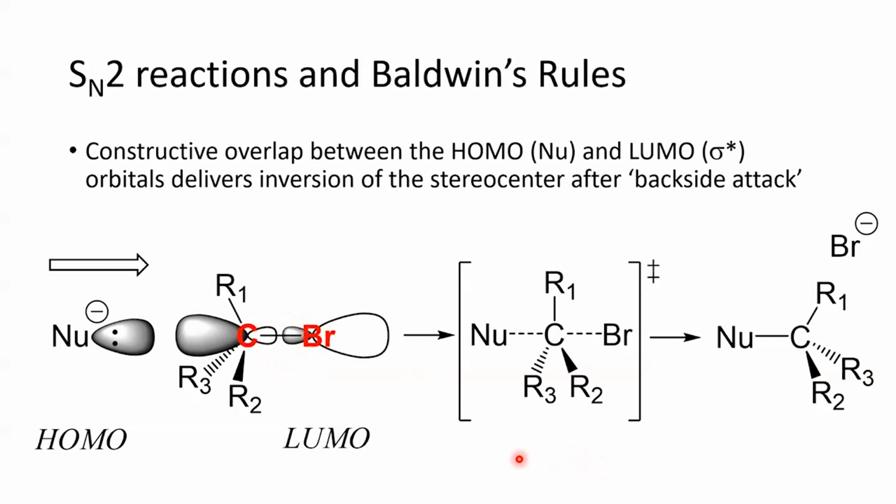That gives us this transition state over here, and ultimately the bromine will be released, having taken the electrons from the bond, and we get this inversion of stereochemistry. So basically it's a backside attack reaction.